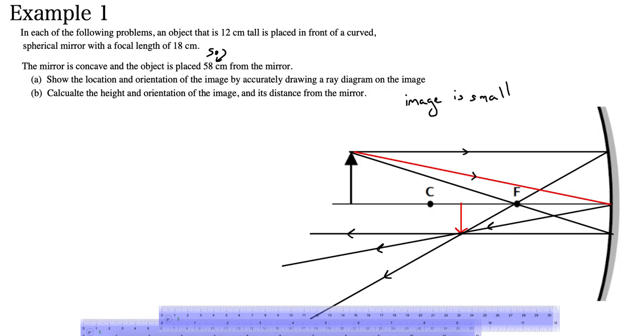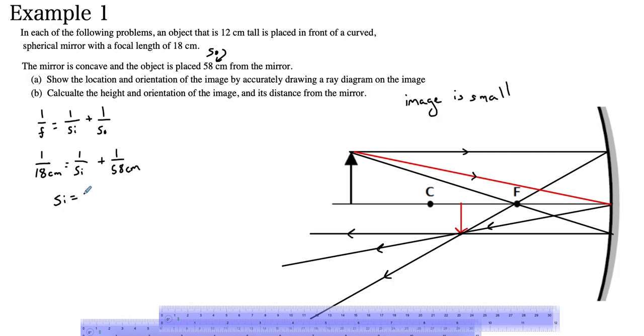So if we go ahead and start solving, 1 over the focal length is going to be equal to 1 over the image distance plus 1 over the object's distance. And so F in this case is 18 centimeters. So 1 over 18 centimeters. And since all the units are in centimeters, we could leave it in centimeters. Okay, we want to figure out the image distance plus 1 over 58. So if you solve this, I'll give you a second to do that.